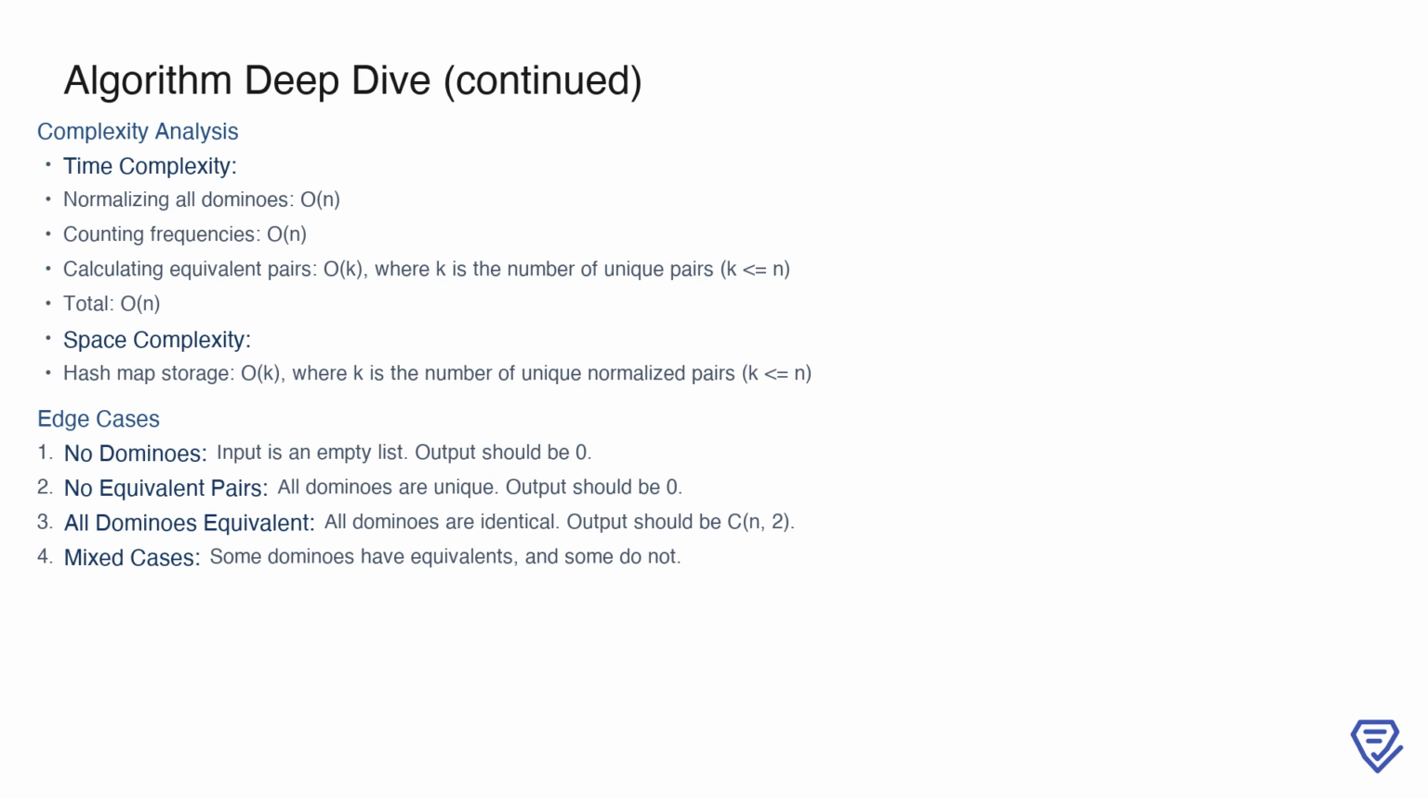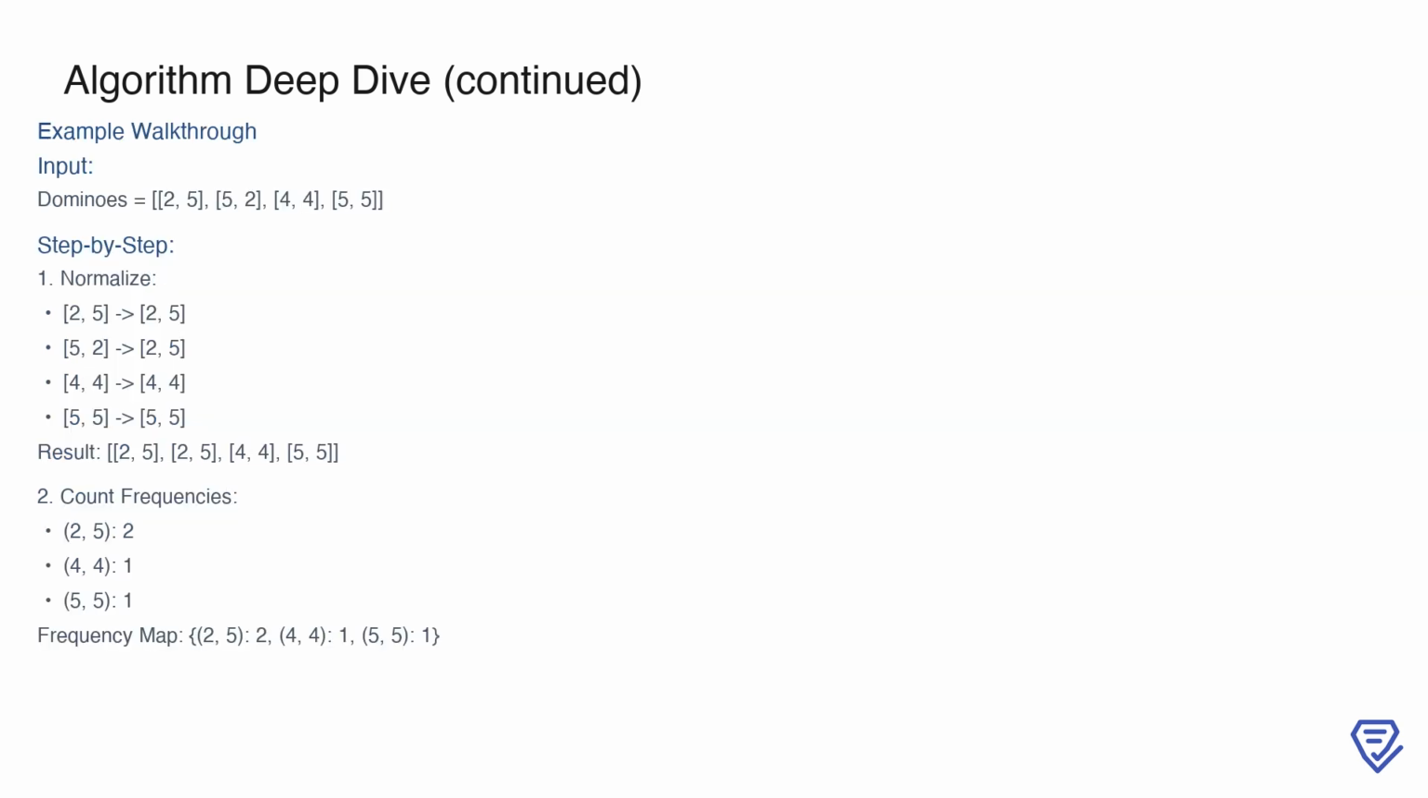Let's also consider some important edge cases. If the input is an empty list of dominoes, the output should simply be 0, as there are no pairs to compare. If all dominoes are unique, meaning no two pairs are equivalent, the output is also 0, as no equivalent pairs exist. On the other hand, if all dominoes are identical, the output is the combination of all n dominoes taken two at a time, which is C(n, 2). Lastly, in cases where some dominoes have equivalents and others do not, our algorithm correctly counts only the equivalent pairs while ignoring the rest. Let's walk through an example to solidify our understanding.